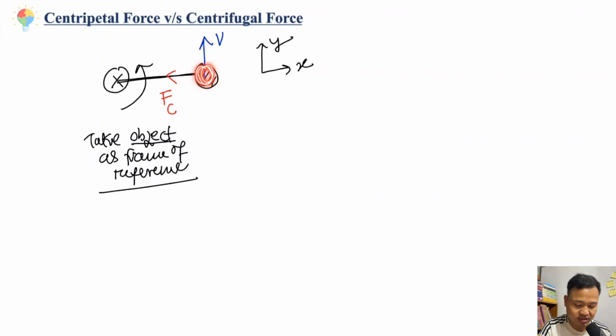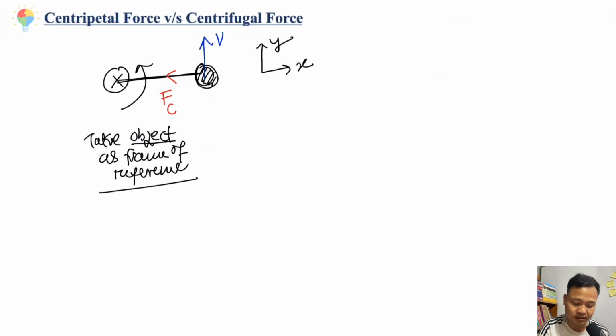So here you can see that when you take the object which is performing uniform circular motion as the frame of reference, that object is a non-inertial frame. Okay, one thing. That means you cannot apply Newton's law in that frame. So there is a condition. You can apply Newton's law in a non-inertial frame, but only if you include a pseudo force.